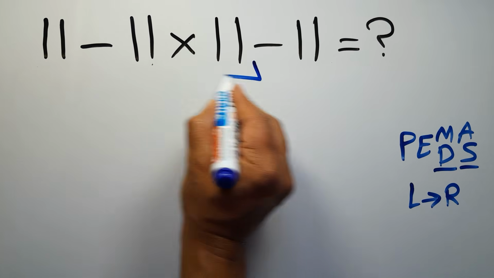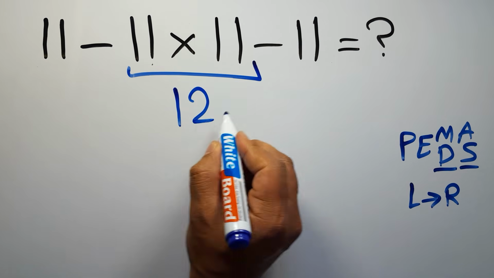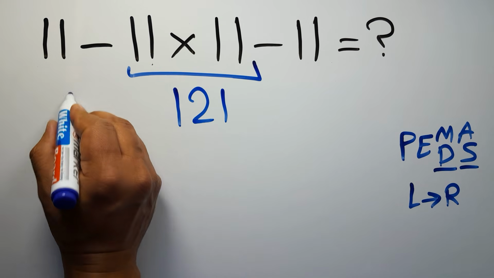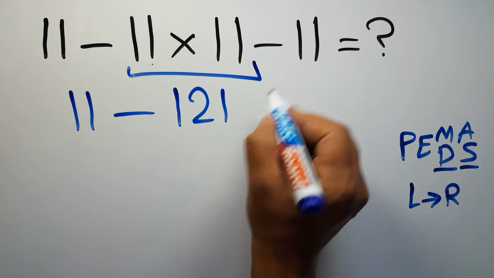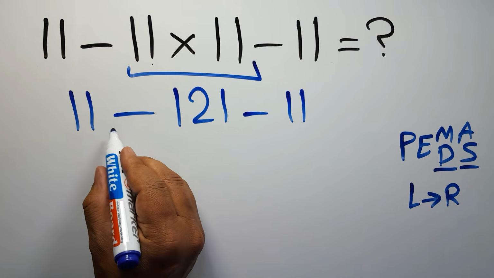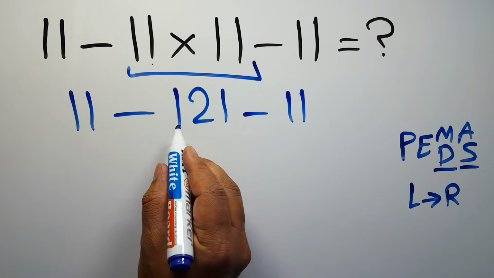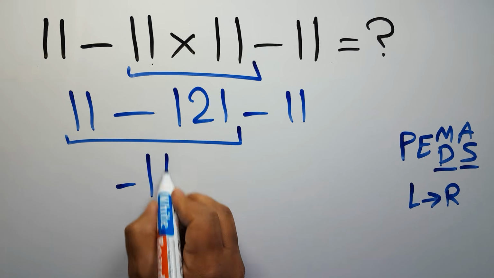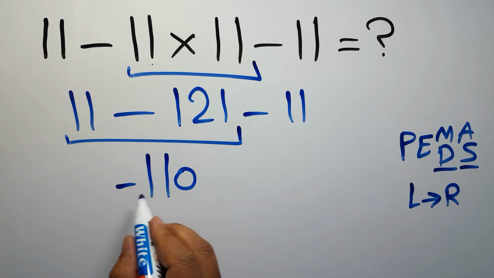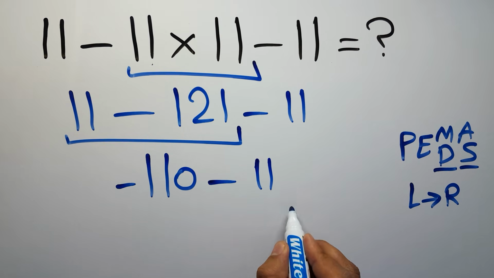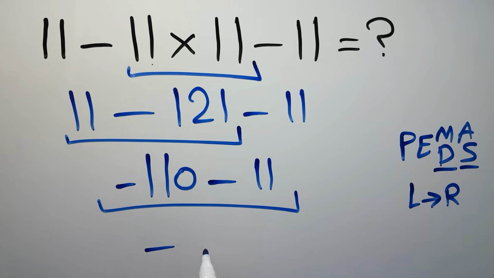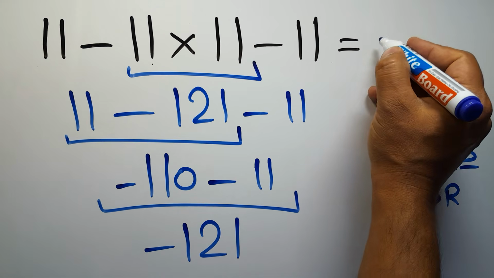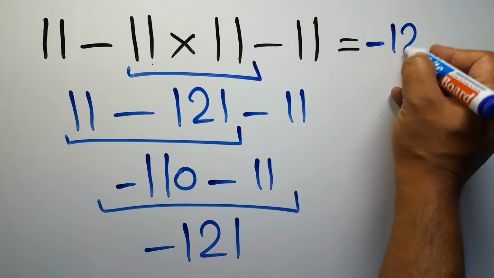11 times 11 gives us 121. So we have 11 minus 121 minus 11. Now we have to do this subtraction. 11 minus 121 equals negative 110. So negative 110 minus 11, which equals negative 121. And this is our final answer to this problem. The correct answer is negative 121.